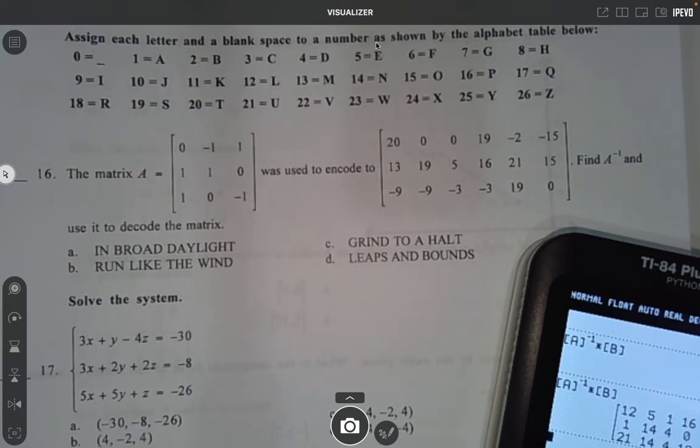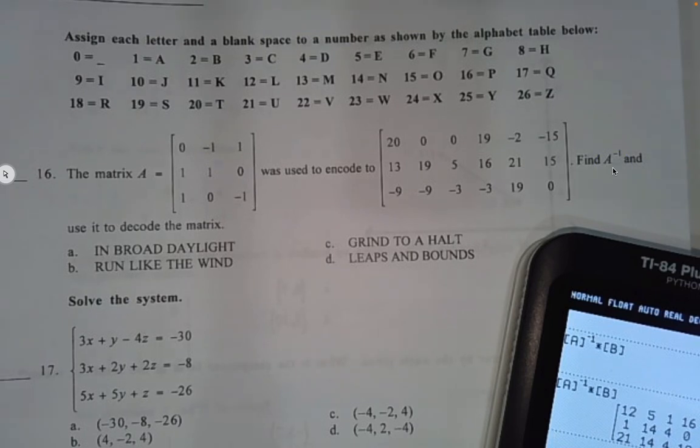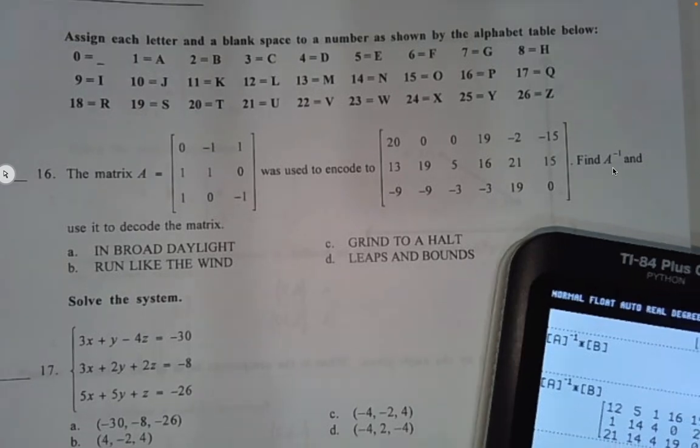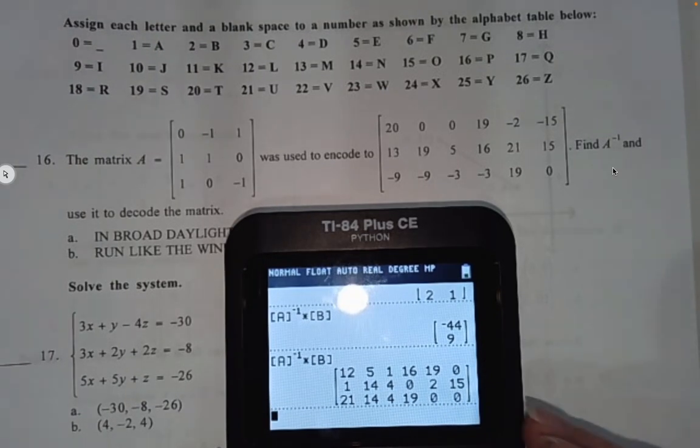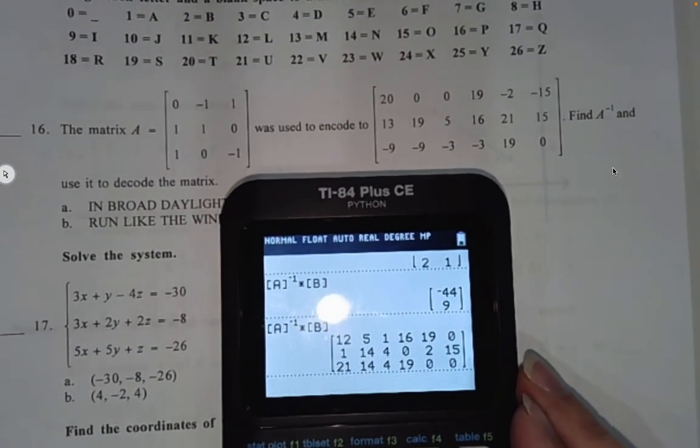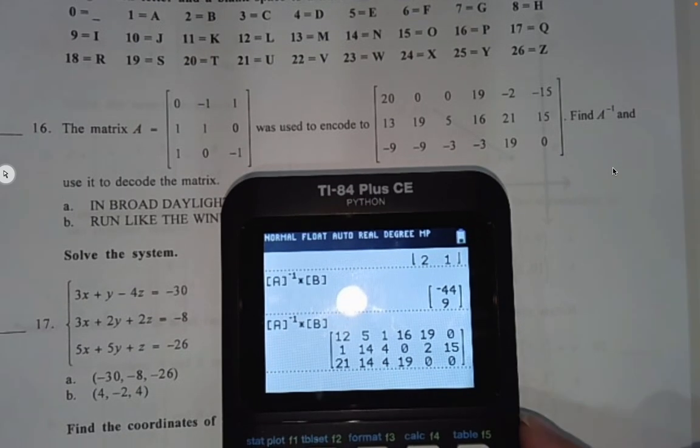Okay, once you type them in, it tells you what to do on here. It says, use A inverse to decode it. This one's working backwards. So you're going to type in A inverse times B, and then it's going to give you a matrix, and then I'll show you what to do with that. So it kind of gives you a hint: use A inverse times B. On my calculator, if you look up here, you should have gotten the same matrix answer. And then you use that.